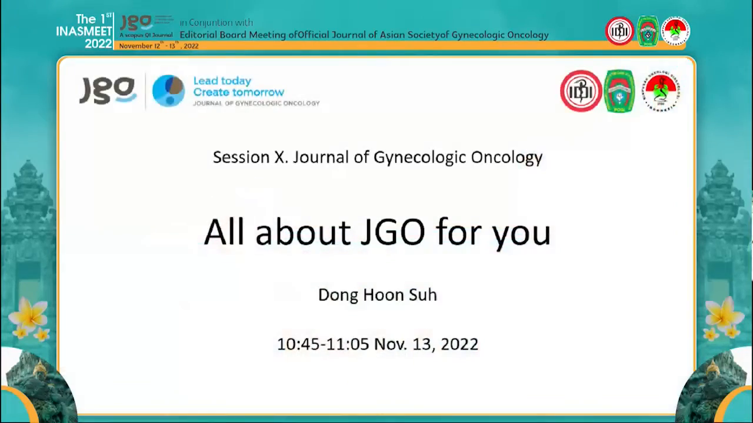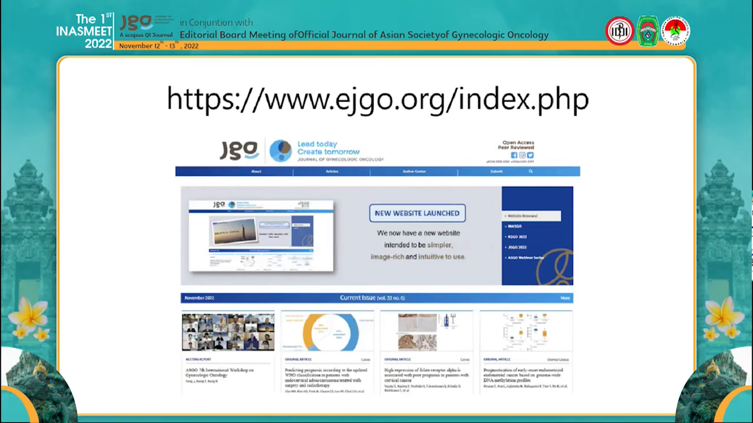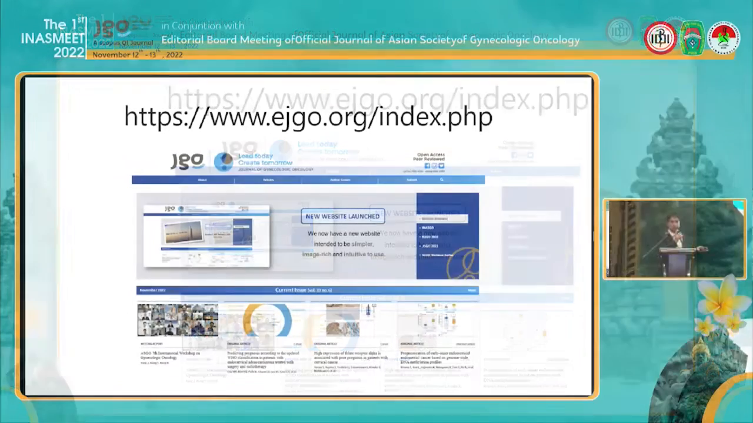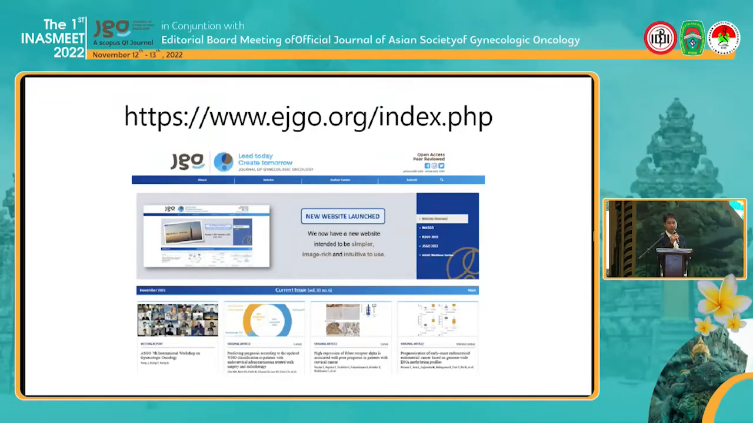Thank you for your introduction. Now, let me start my presentation today. The title is All About JGO for You. I'm the current editor-in-chief of JGO. This is the front page of our JGO homepage, ejgo.org. I welcome all of you to this homepage and invite frequent visits. Thank you.